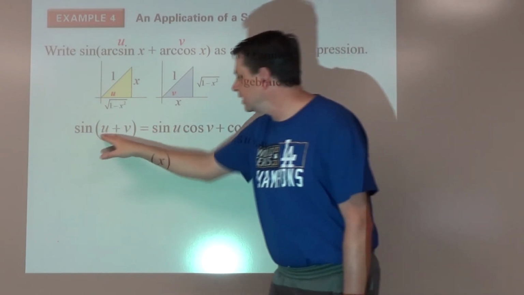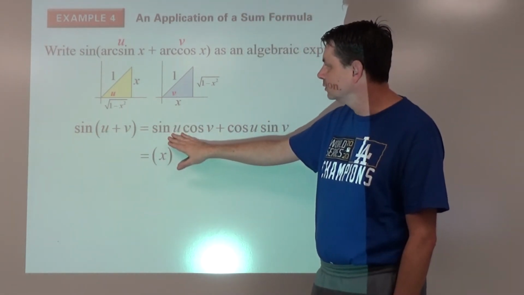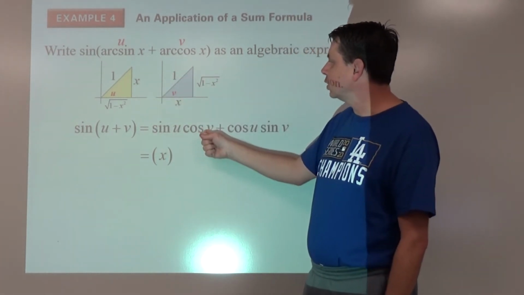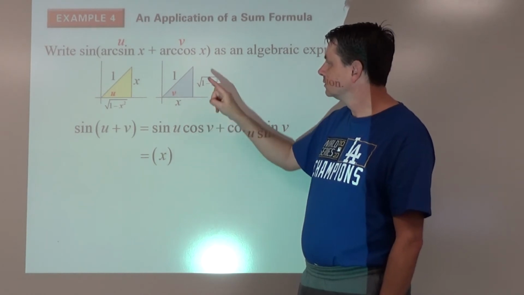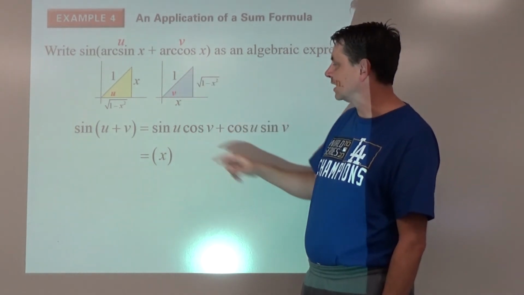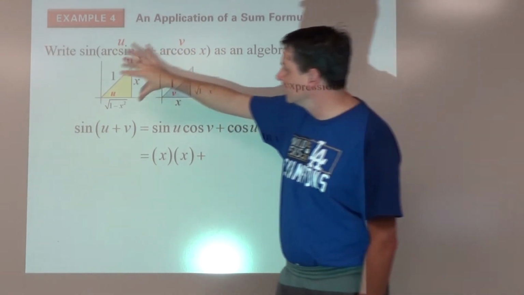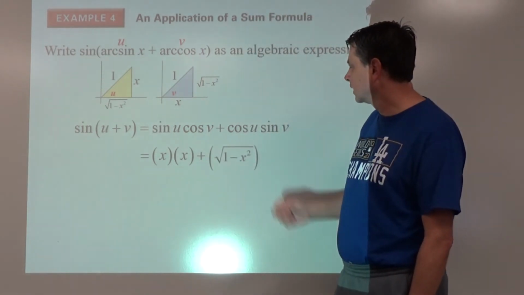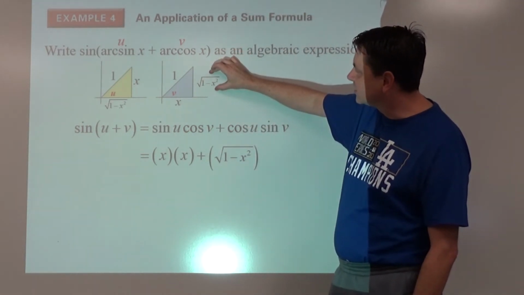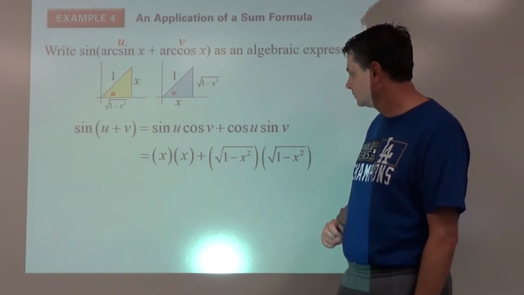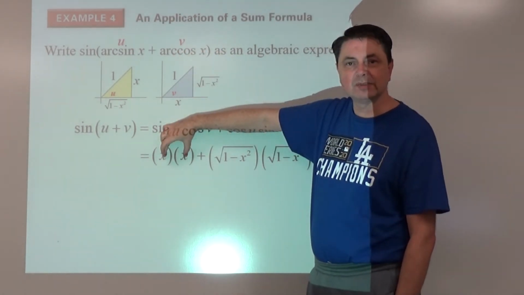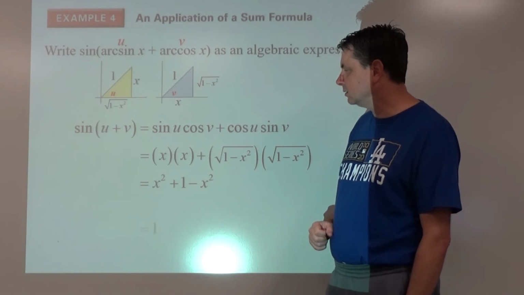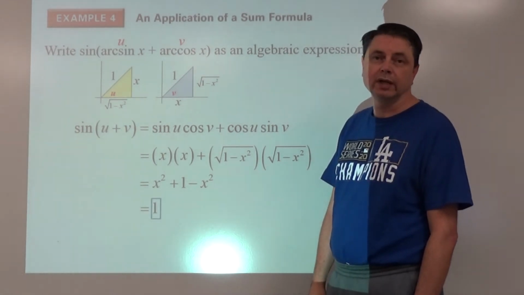So, sine of u plus v is the sine of u, that's this one, x, times the cosine of v, adjacent over hypotenuse, that's also x, plus cosine of u, adjacent divided by hypotenuse, times the sine of v, opposite divided by hypotenuse. All right. x times x is x squared. Multiply these, we get 1 minus x squared. Simplifies to be 1.